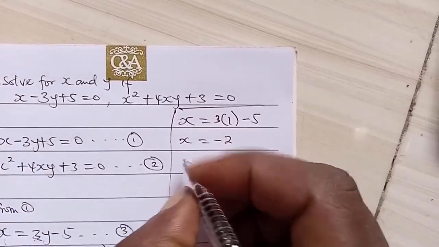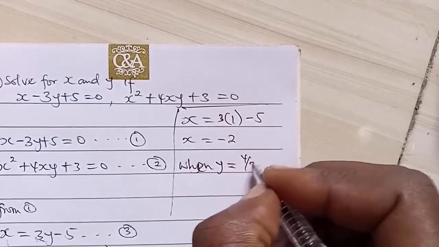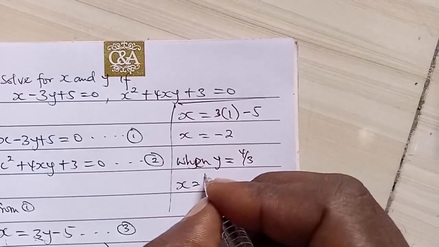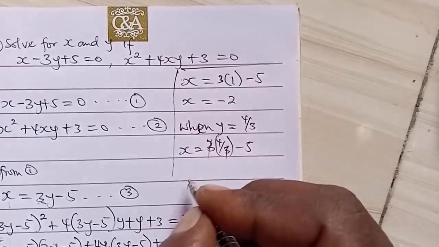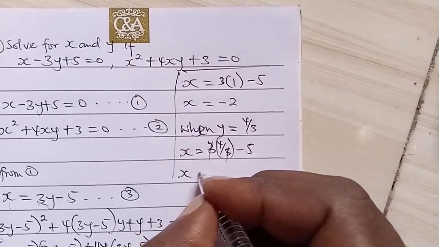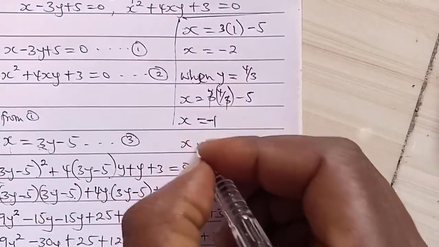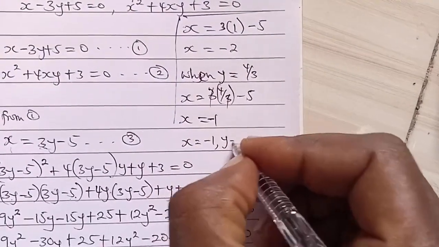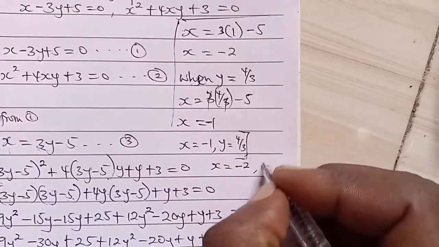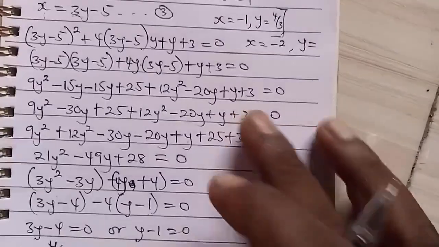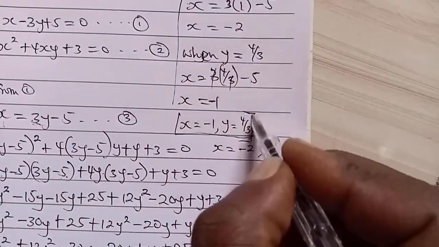So when y is 4 over 3, we'll have that x is equal to 3 times 4 over 3 minus 5. We can see that this cancels this. So we have that x equals 4 minus 5, which is minus 1. So what it means is that x is equal to minus 1 and y is 4 over 3. Then the second value is that x equals minus 2 and y equals 1. So these are our answers, 1 and 2.